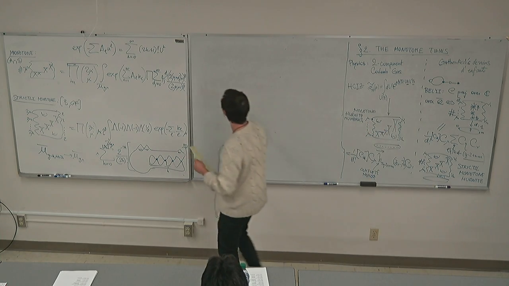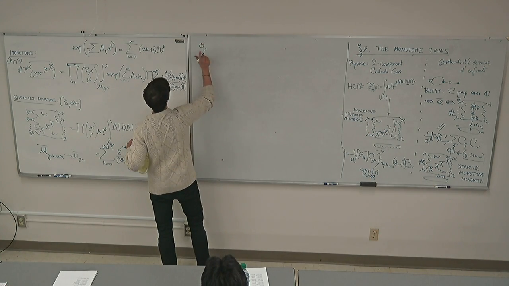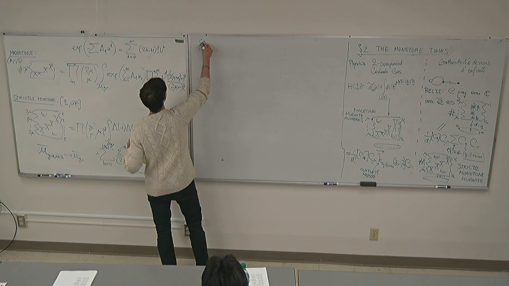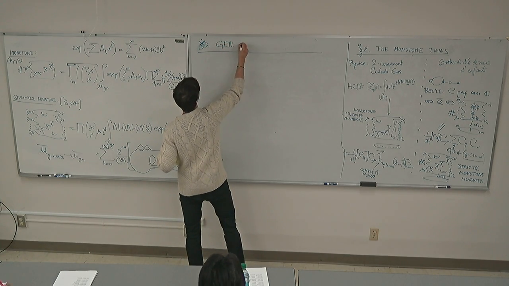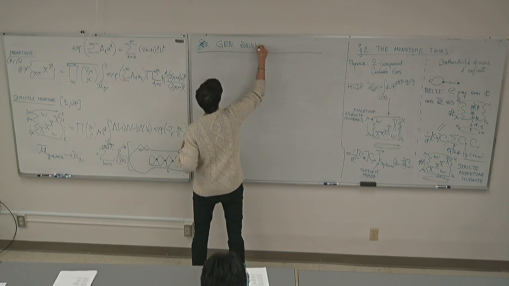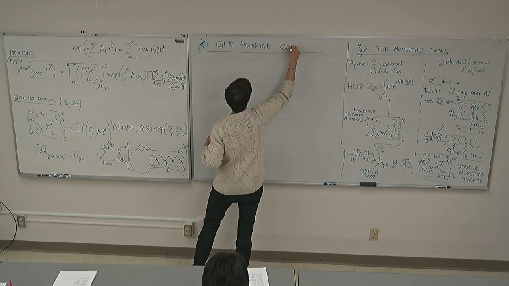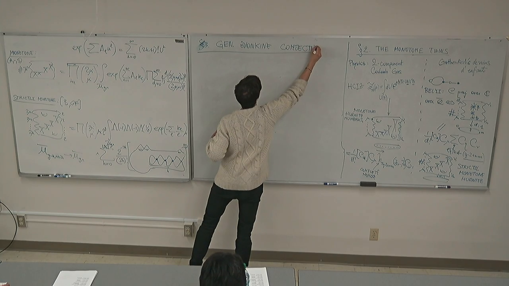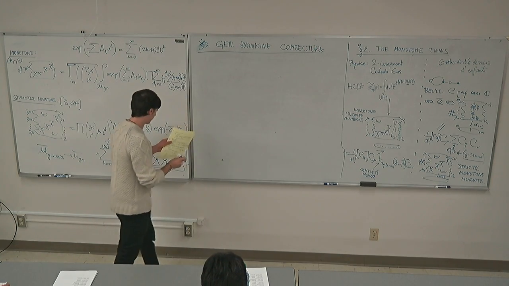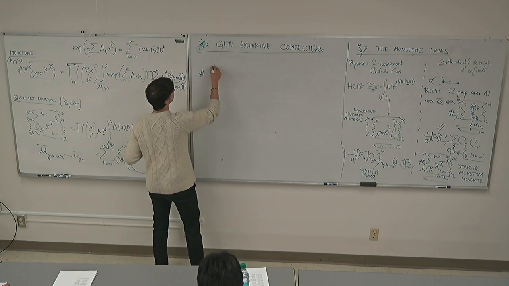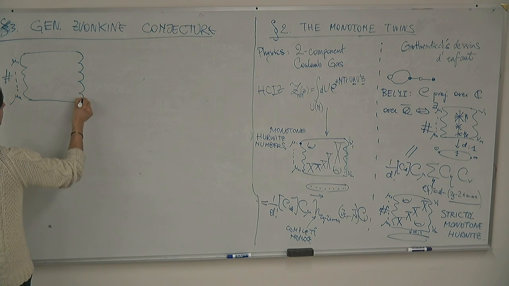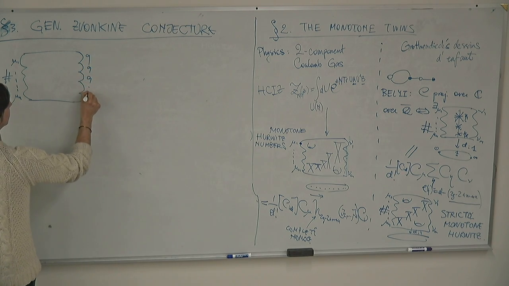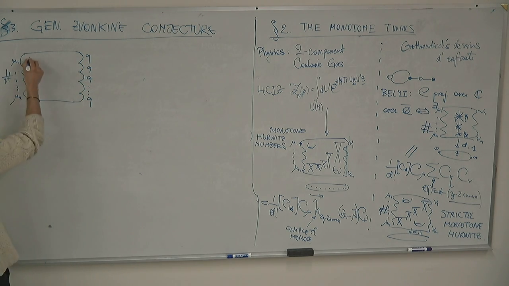Okay. And then, so now we're at chapter 3. Generalized Zvonkine conjecture. So now your enumerative problem is like that. You have mu_1, ..., mu_n as usual. Here you have some orbifold profile, Q, Q, Q, Q. And here in the middle you have some genus.